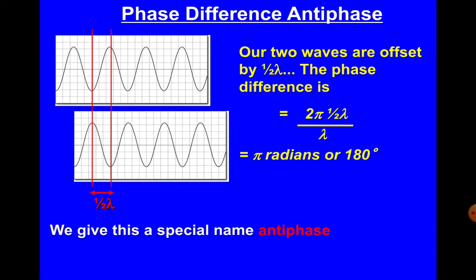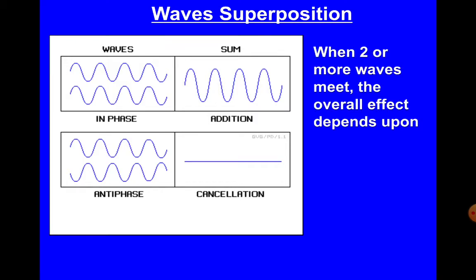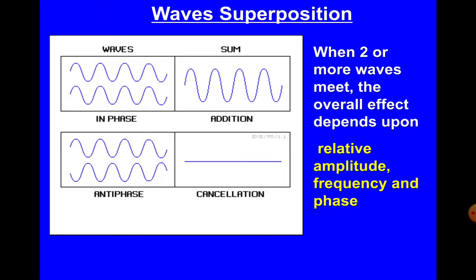In this case, we have antiphase. Antiphase is where we get complete destruction. Okay? So, in phase, meaning exactly the same, we get addition; antiphase, cancellation. Okay? Now, the overall effect depends, of course, on the relative amplitude and the frequency and the phase difference between the waves when they meet. And this is what we call superposition.